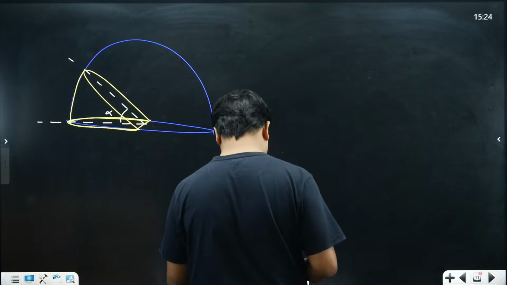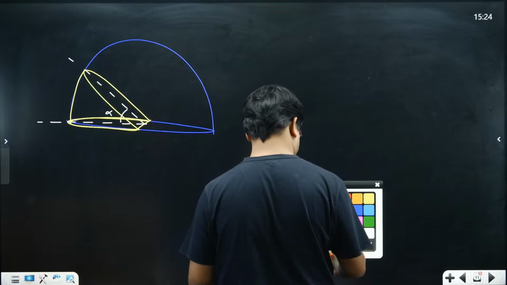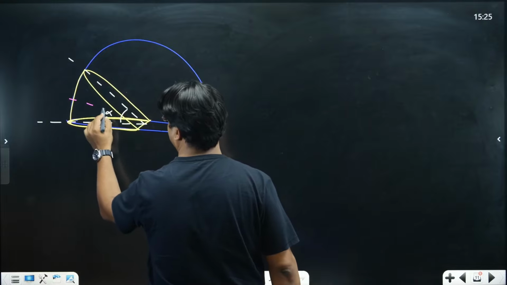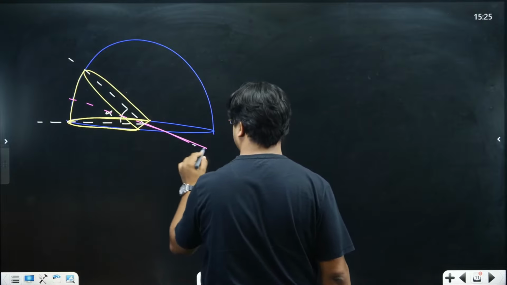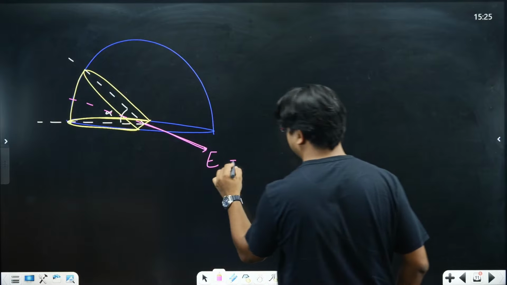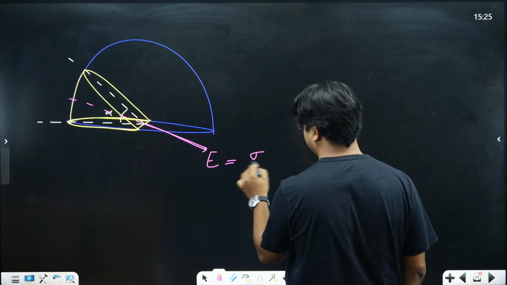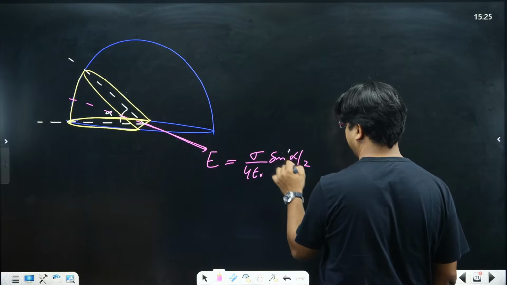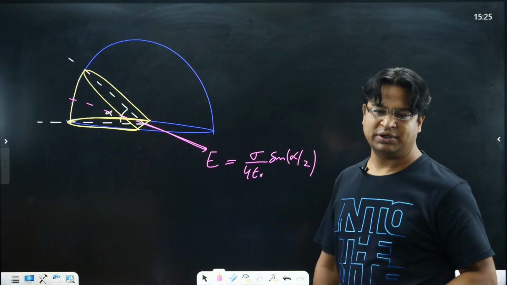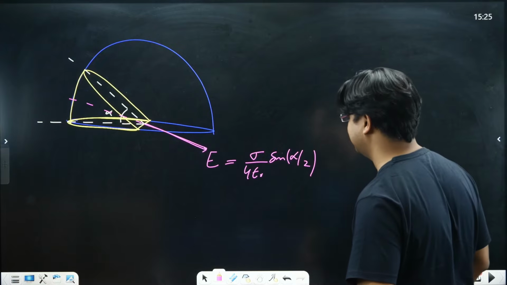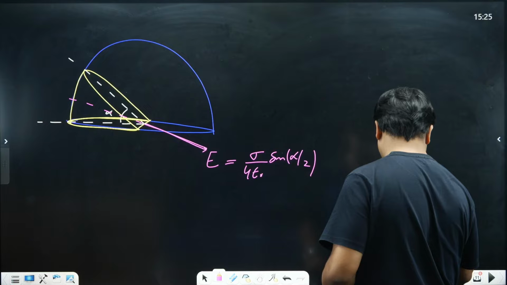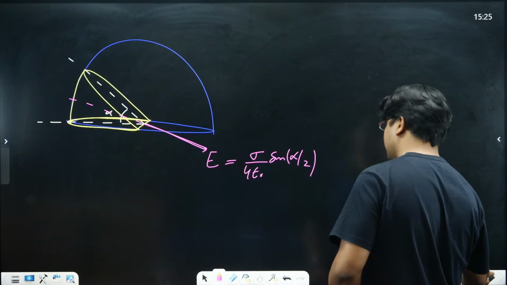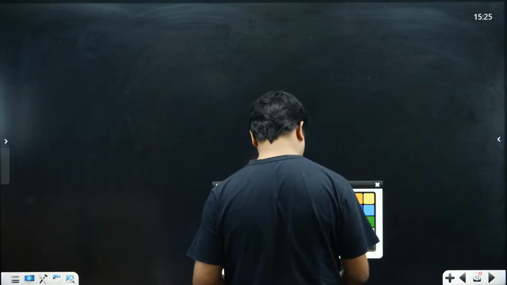So let me first give you the result. The result is that the electric field is along the angle bisector, and this electric field is sigma by 4 epsilon naught into sine alpha by 2. Let's derive it. Let's check it actually. So I'll draw the figure again.